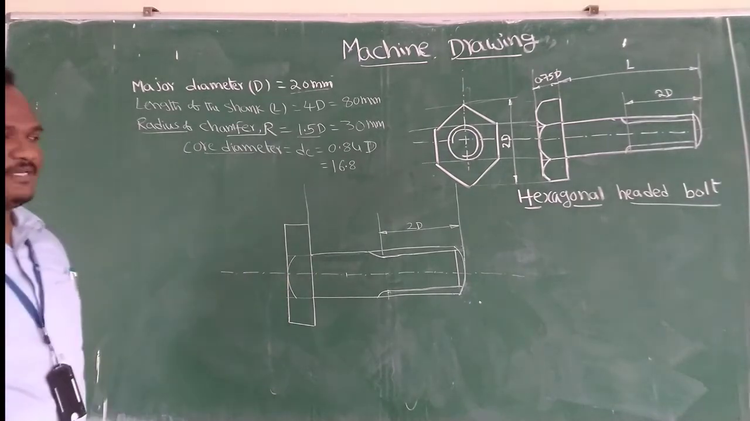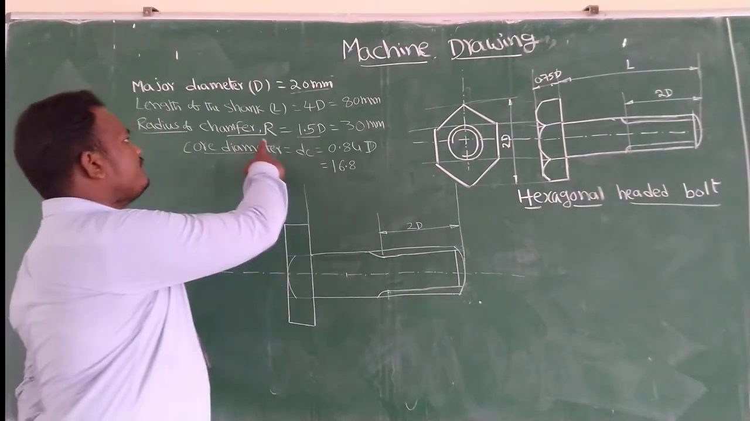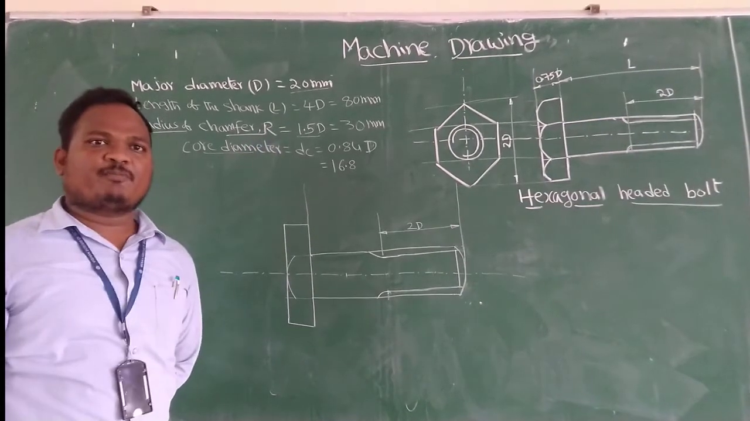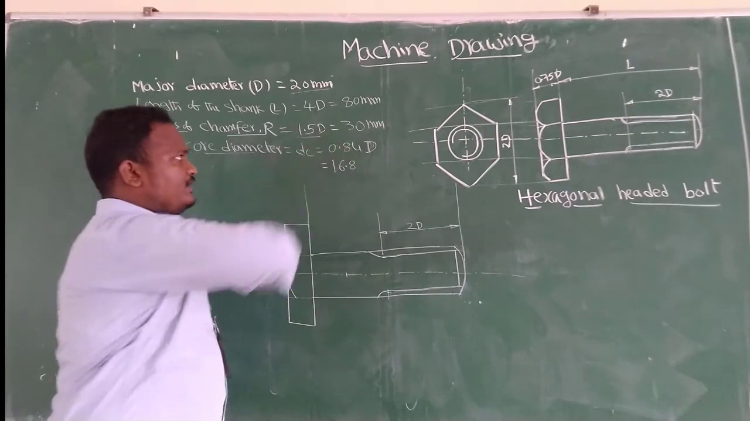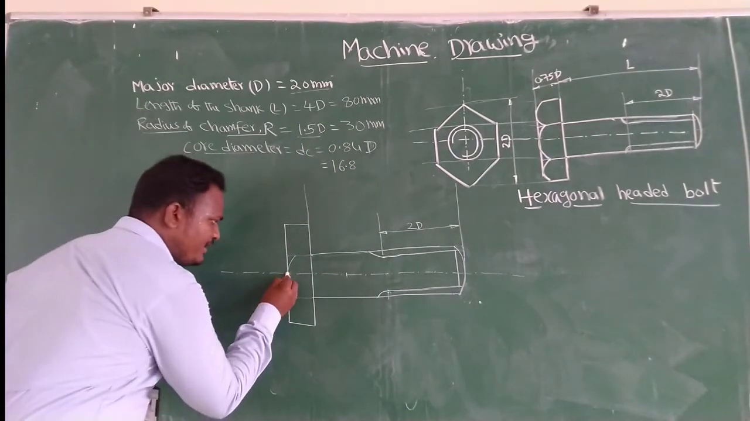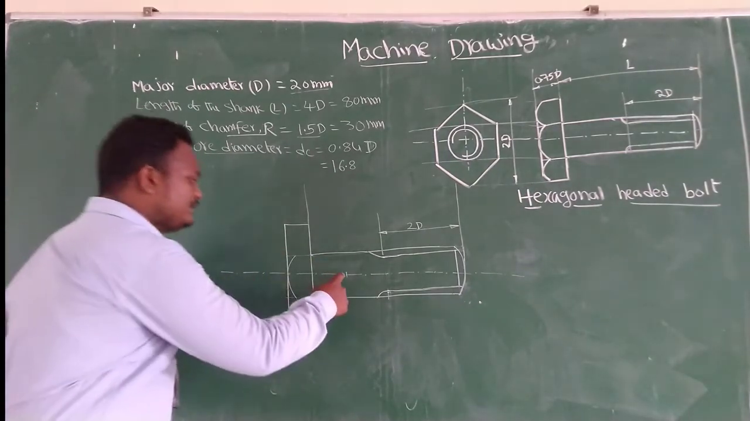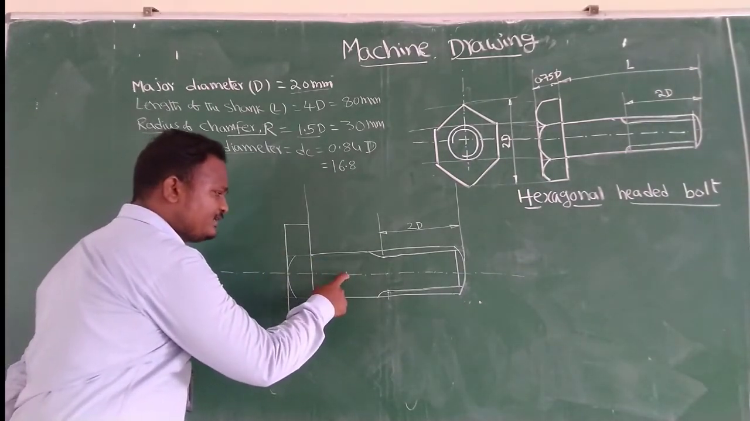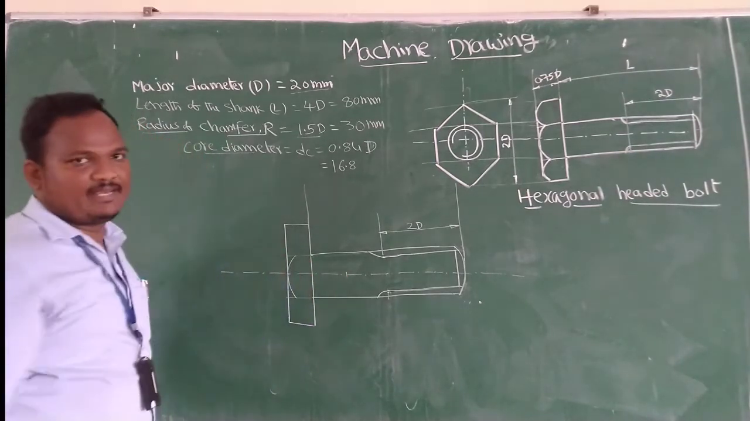So once again I will tell, how to draw this arc? We have a standard formula: R is equal to 1.5 into D, 1.5 into 20, that is 30 mm. Take 30 mm, mark it from this point at the center. Now this point as a center, 30 mm as a radius, cut the arc like this.